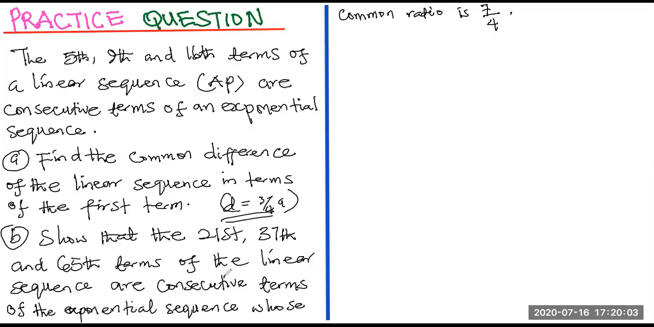For the other one, the question B part, I will just tell you what to do. This one has to do with proving. You have to show that the 21st, 37th, and 65th terms of the linear sequence are consecutive terms of the exponential sequence whose common ratio is this. So what that means is find the 21st term, the 37th term, and the 65th term of the linear sequence first. After finding them, if you divide the 37th by the 21st and it gives you 7 over 4, and I also divide the 65th by the 37th, it also gives 7 over 4, then you have proved it. That means the 21st, 37th, and 65th terms of the linear sequence are actually consecutive terms of an exponential sequence. So you have to prove that one by yourself.